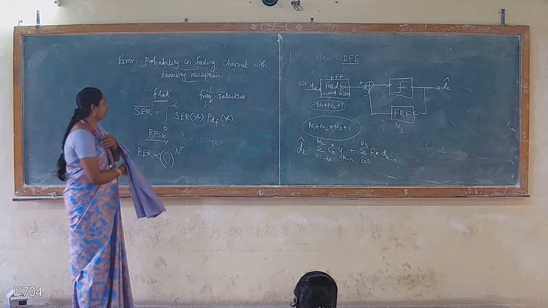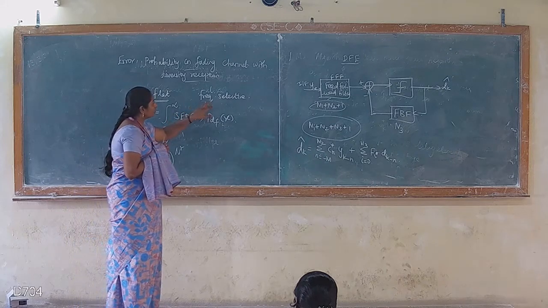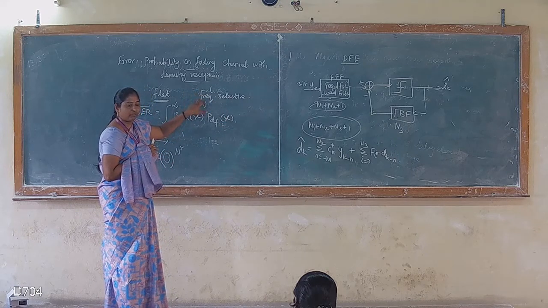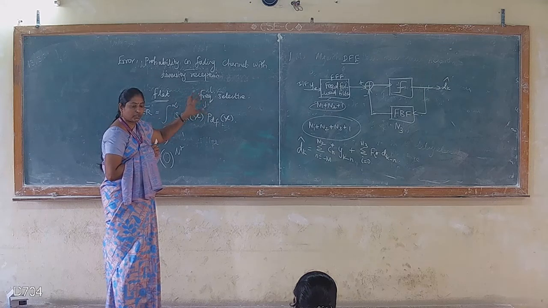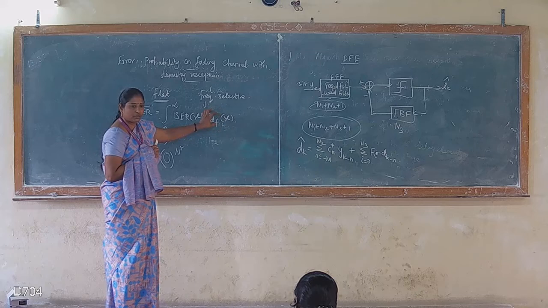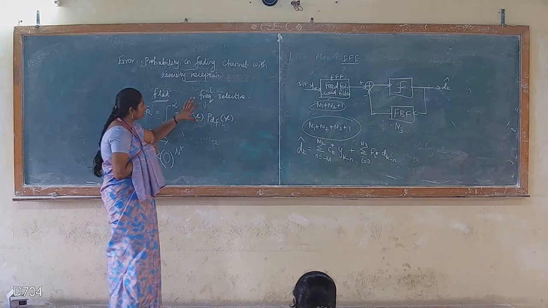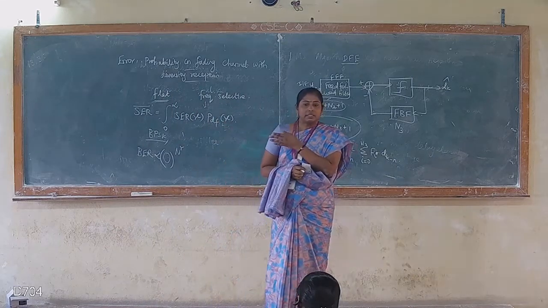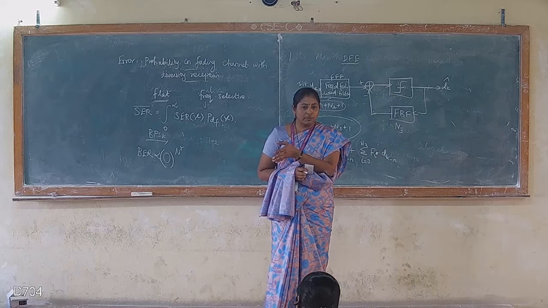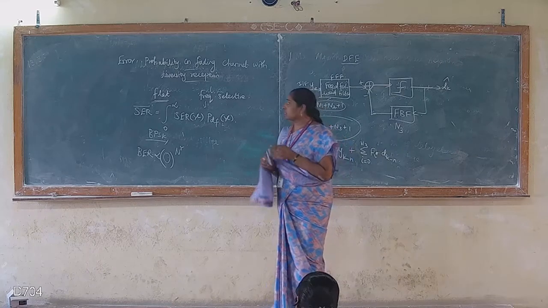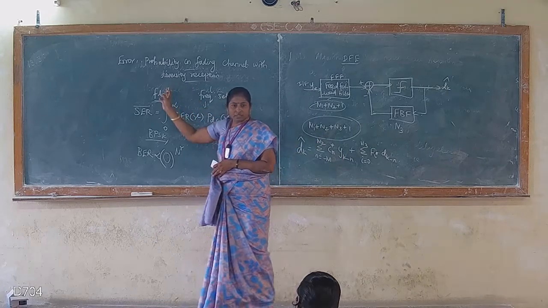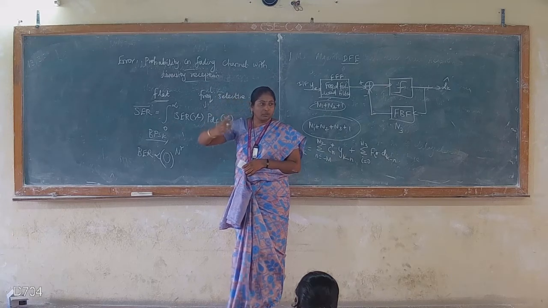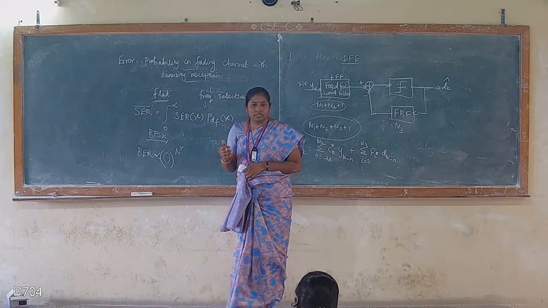Frequency selective fading means the channel is both time as well as frequency dispersive. What about the frequency selective channel? It is both a time as well as frequency dispersive channel. So here we have to derive the expression in terms of time as well as frequency dispersion. This one you take as an assignment. Assignment number 3 is error probability in fading channel with diversity reception. You have to look at both flat fading as well as frequency selective fading.